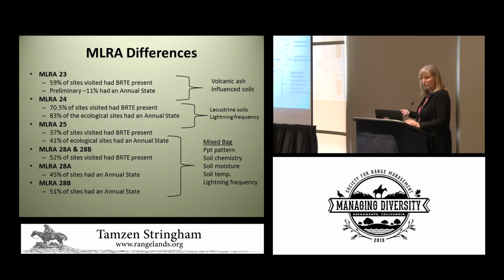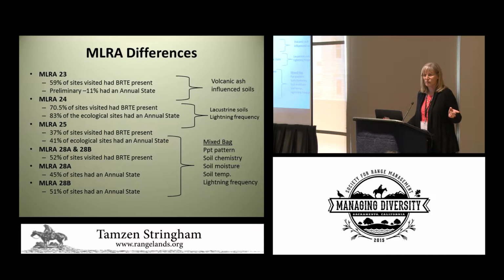24 we're done with. We've seen 24. 70.5% of the sites we visited had Bromus tectorum present, and 83% of the ecological sites that we modeled, which we are done modeling in 24, have an annual state in them. If you think back about the descriptions of those MLRAs, that was the least resilient of all the ones that we just described. So in the Wyoming sagebrush type, in 24, if you get a fire, I would say you're 85 to 90% certain, if you don't have a Sandberg's bluegrass understory, you are going to have cheatgrass. End of story.